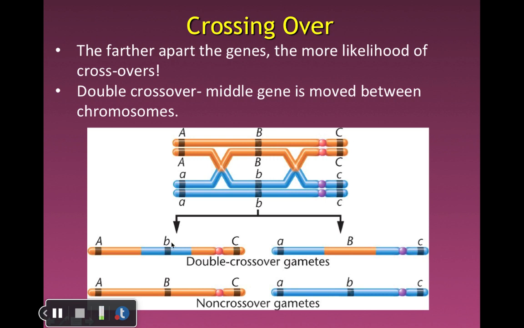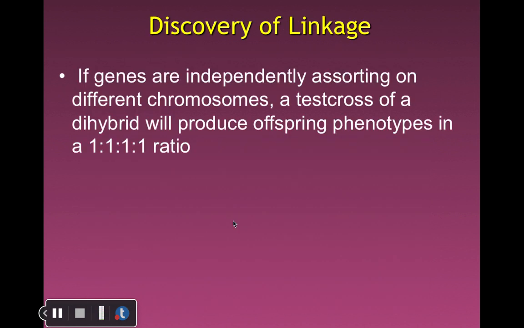So again, notice it's the B allele that's been moved between the chromosomes, and that's crucial. Keep that in mind because that'll become very important later when we talk about 3-point crosses. Okay, so let's just think for a few seconds about how identifying or discovering linked genes.